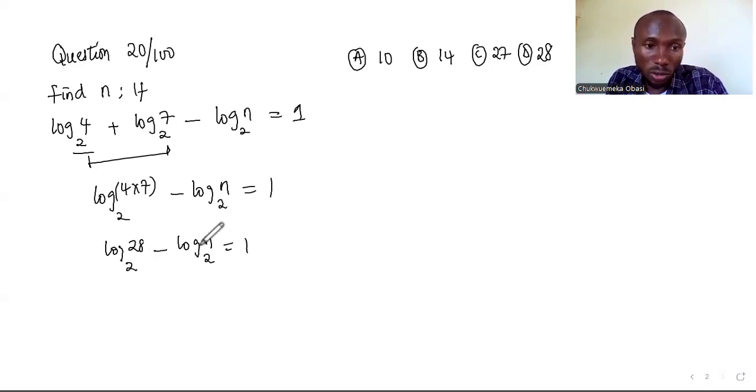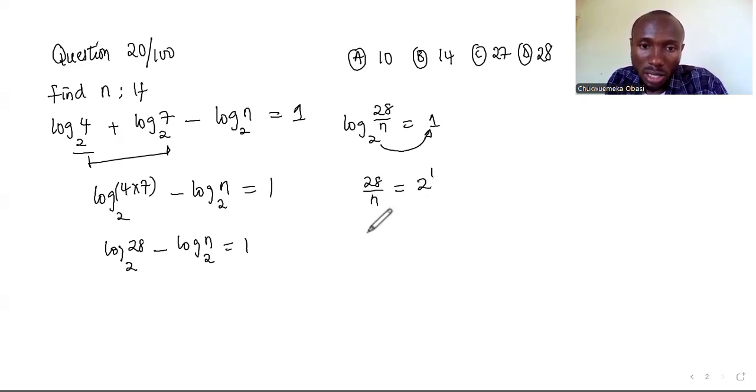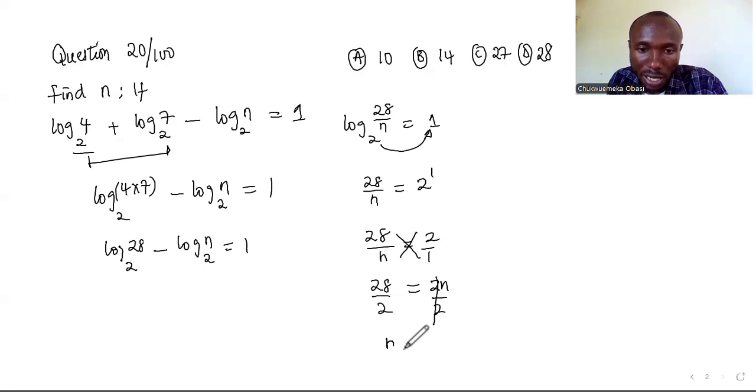So now we take the subtraction sign and apply the division rule. That becomes log 28 upon n base 2 equal to 1. For me to get rid of this logarithm, 2 takes the power 1. So we have 28 upon n is equal to 2 to the 1, and 2 to the 1 is the same as 2. So we have 28 over n equal to 2 over 1. You want to cross multiply, so we have 28 is equal to 2n, and divide everybody by 2. That means n is going to be equal to 14. So the answer to this question is 14.